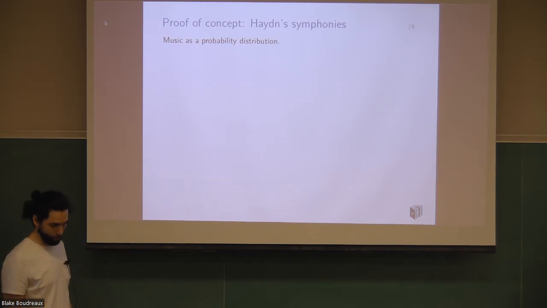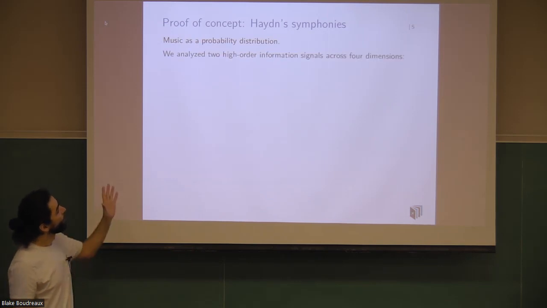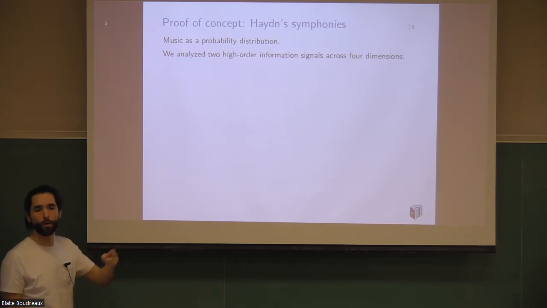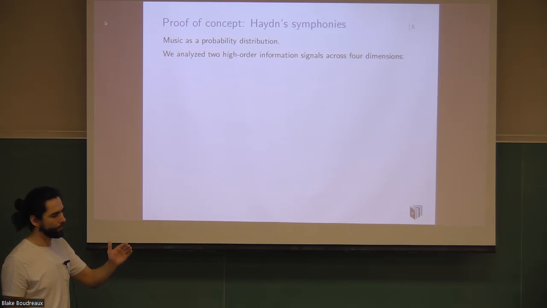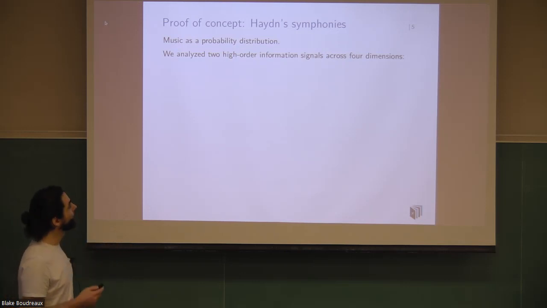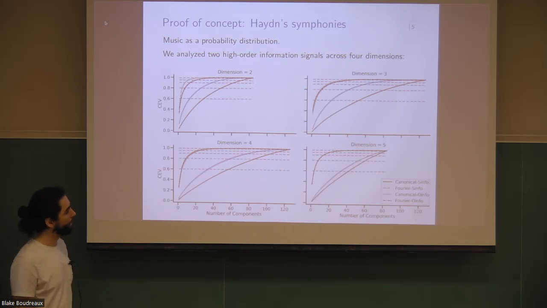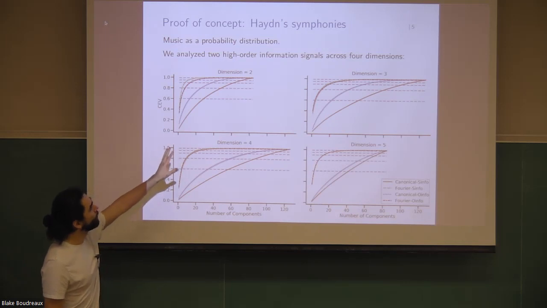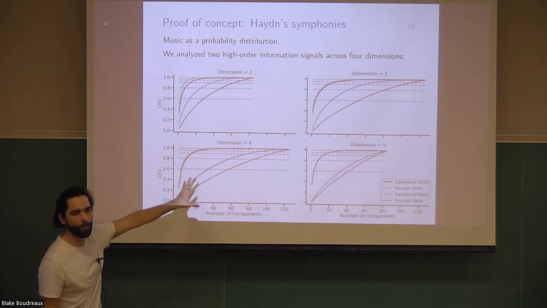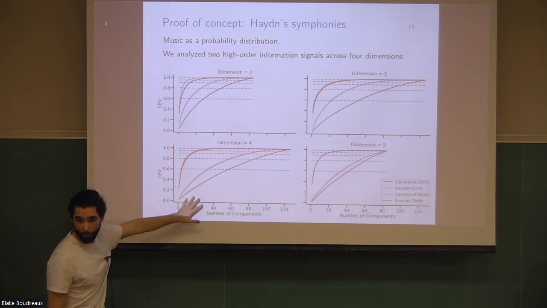And we will go ahead and compute some of this high order information signals. We're going to be analyzing two possible generalizations to four and to three and higher dimensions. And we're going to analyze the situation across four dimensions. So here's the money shot. In dimension two, three, and five, they all have the same behavior. So I'm just going to bring your attention to one of those.